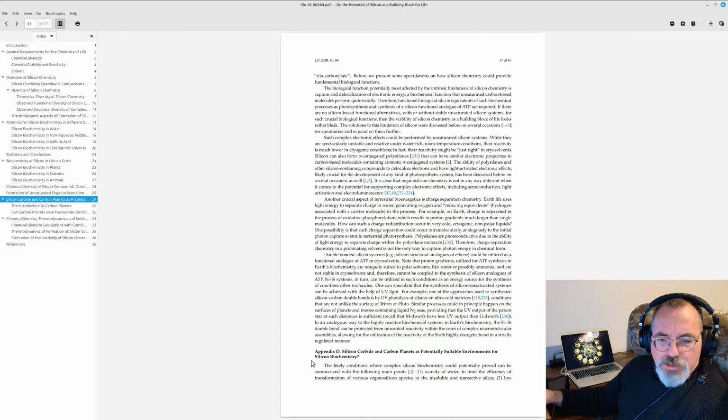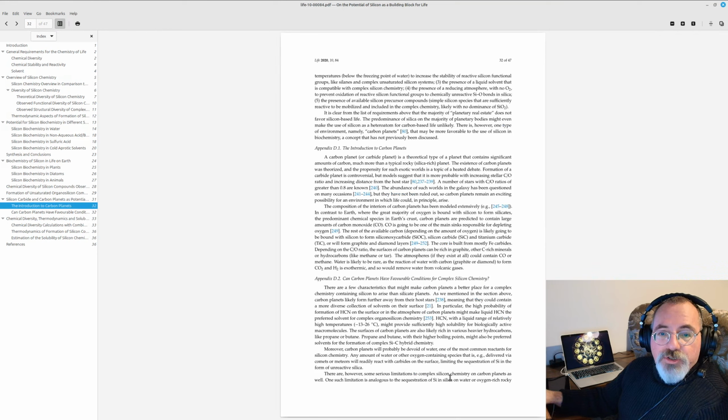The likely conditions where complex silicon biochemistry could potentially prevail can be summarized with the following main points. 1. Scarcity of water to limit the efficiency of transformation of various organosilicon species to the insoluble and unreactive silica. 2. Low temperatures below the freezing point of water to increase the stability of reactive silicon functional groups, like silanes and complex unsaturated silicon systems.